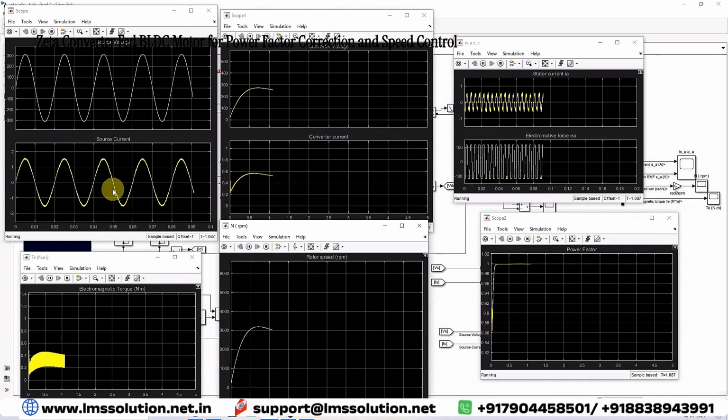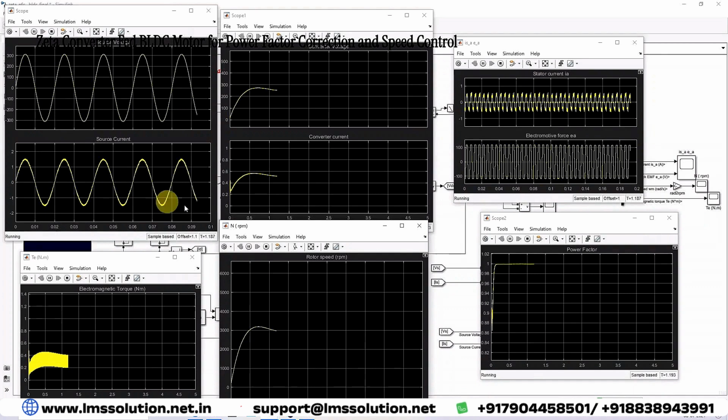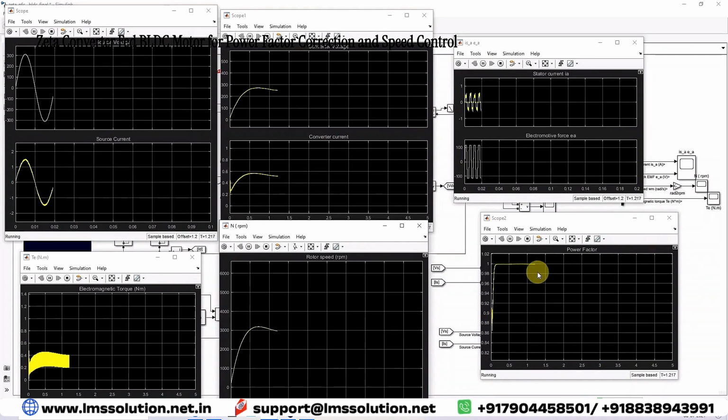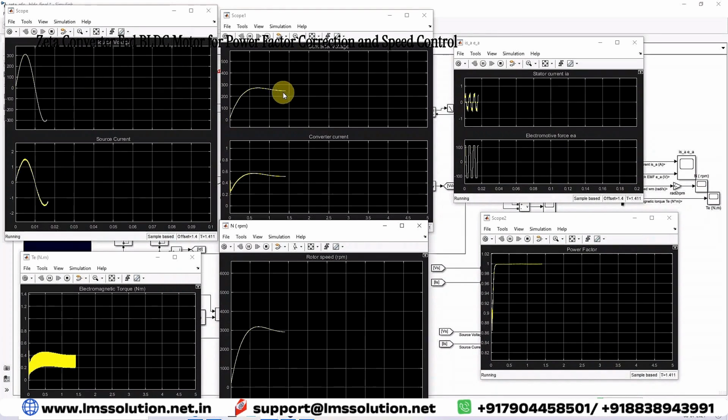We can see that the nature of the source current is always sinusoidal. The power factor of the source is maintained at unity, and you can also see that initially the reference voltage is around 250 volt. Now we can see that it comes to 250 volt. The voltage regulation also happens in the system. So here we control the converter output voltage. This way we can control the speed of the BLDC motor.